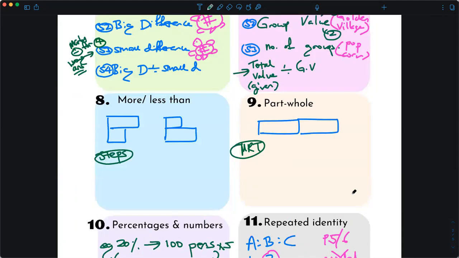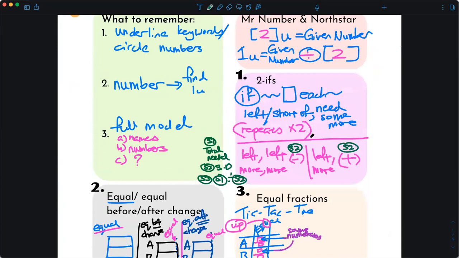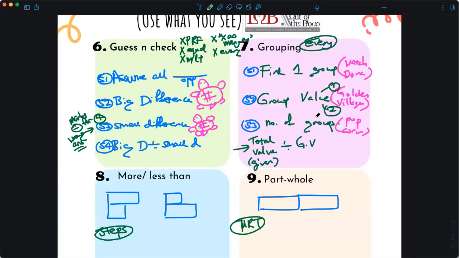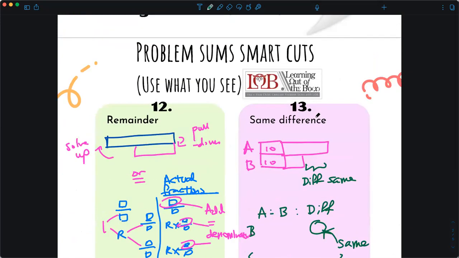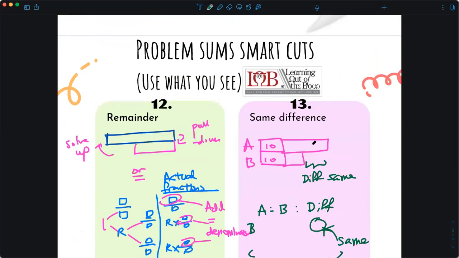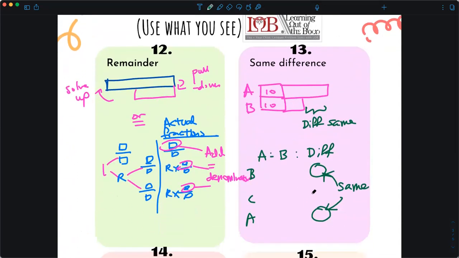Back to this, this rule is very important for you to remember. Number to find 1U, to find your North Star. What are the numbers for in the question? To find your North Star, to find 1U. Actually it's one number to find 1U generally.